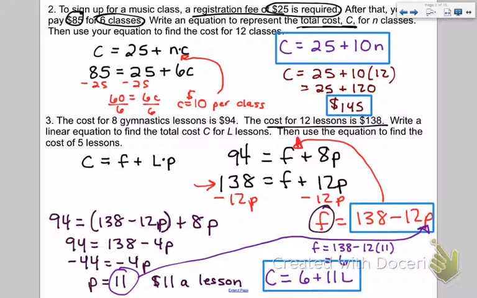Then they ask you to use the equation to find the cost of 5 lessons. We're just going to plug in 5 for L. 6 plus 11 times 5 equals $31. Oh, sorry, I did that wrong. $61.